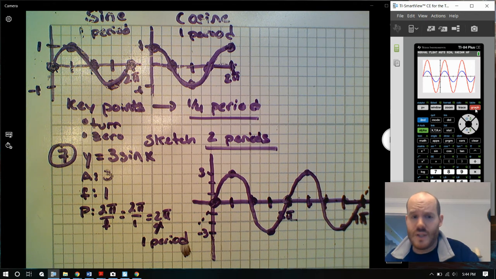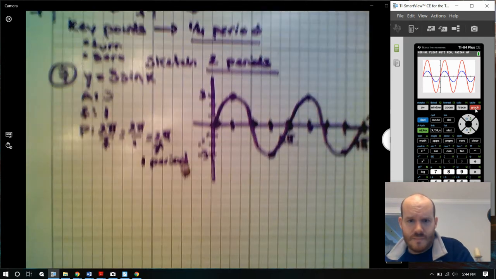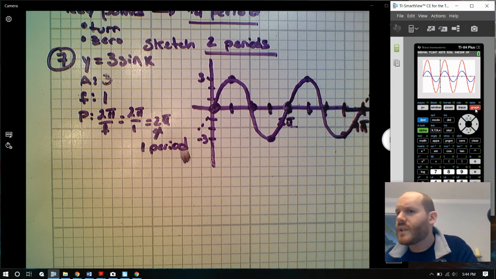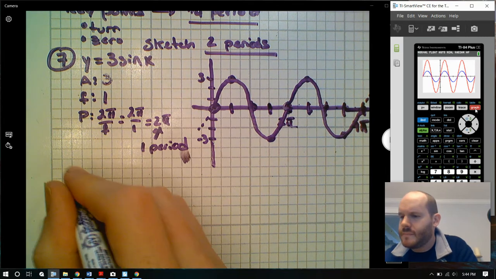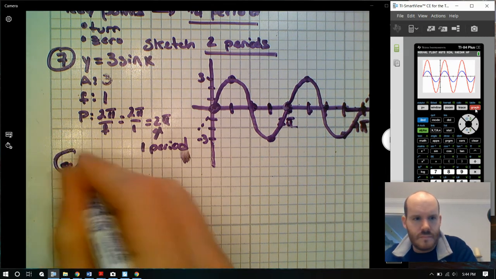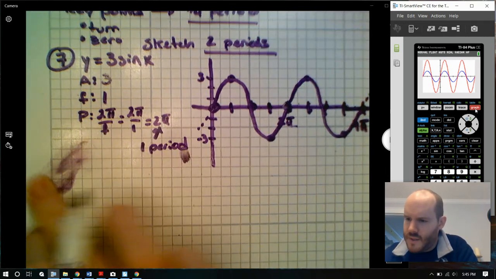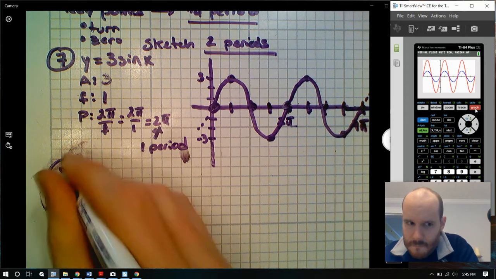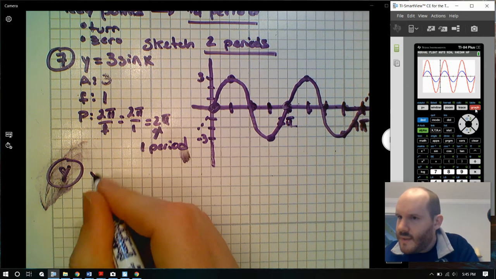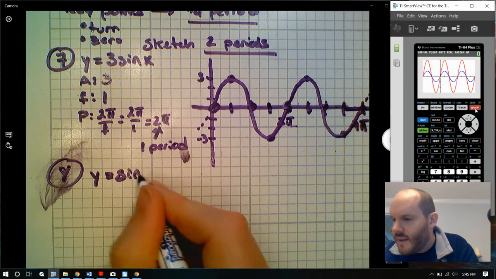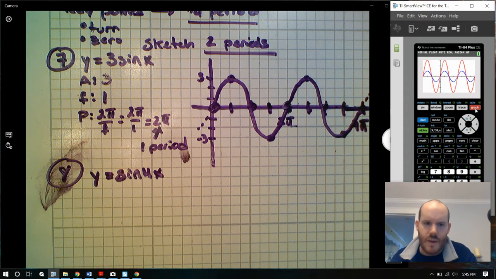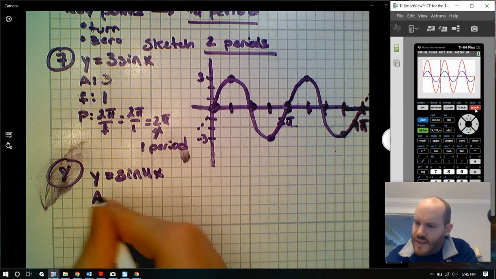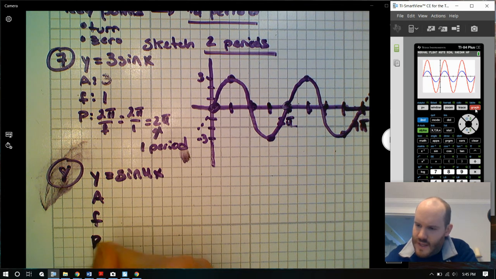Okay, let's look at another example. What if I had a frequency change? So I'm going to slide this down, and I'm going to look at question number 8. Question number 8 is y equals sine of 4x. So I'm going to identify again that key information: the amplitude, the frequency, and the period.